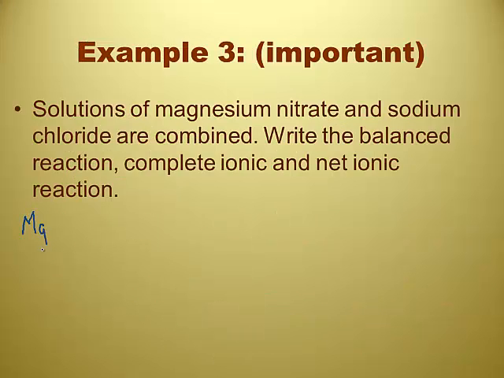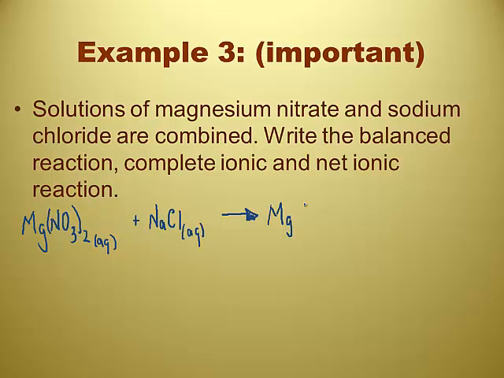Solutions of magnesium nitrate. Now nitrates are all aqueous, so that should be aqueous. Sodium chloride, yeah, because sodium's group 1A. So again, these two are sitting in separate beakers, and then you pour them together, correct? Right, beaker plus beaker. Now you poured them together, so we're going to get magnesium chloride. That's soluble.